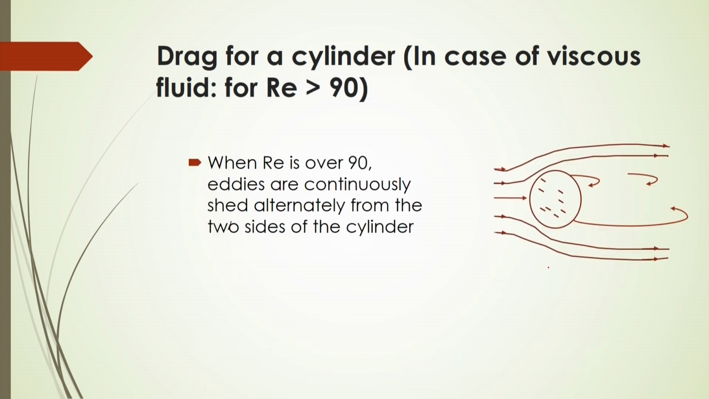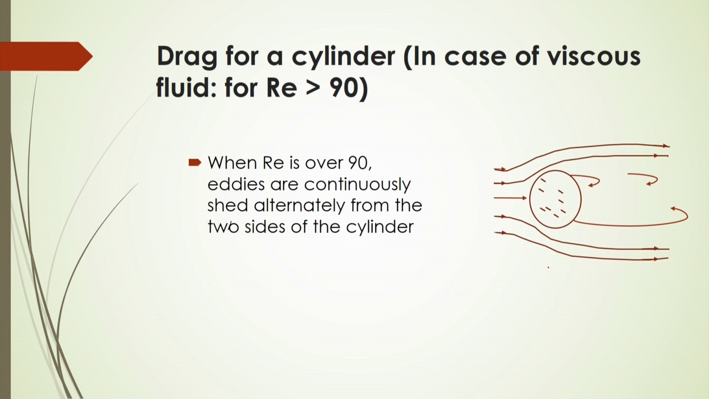And if you again increase the Reynolds number to more than 90, what will happen is that eddies are continuously shed and alternately formed on the two sides of the cylinder, and you will see the Reynolds number in this case is much higher.